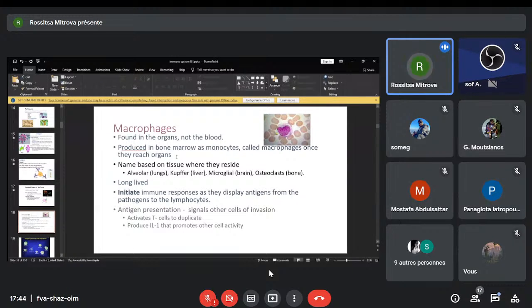They live long and initiate immune responses as they display antigens from the pathogens to the lymphocytes. They are the connecting cells that present antigens. The antigen presentation signals other cells of invasion, activates T cells to duplicate, and produce interleukin that promotes other cell activity. It is a very well known process, very interesting and very complex.